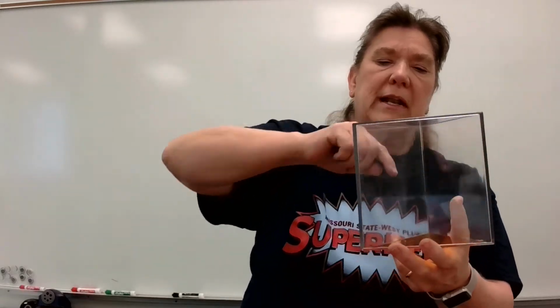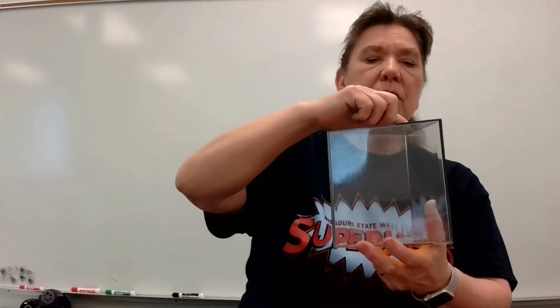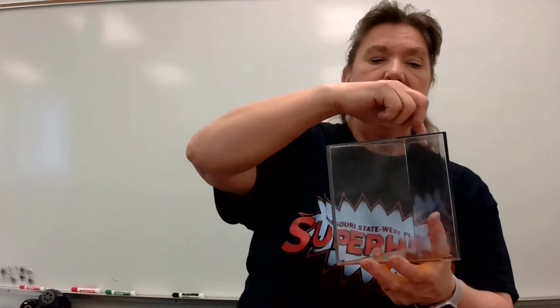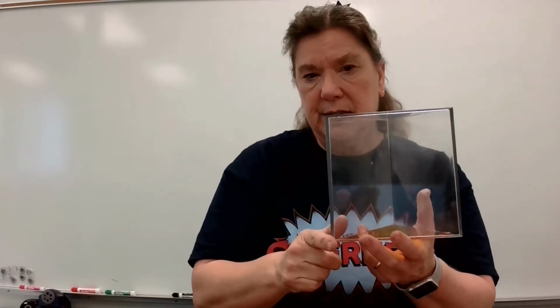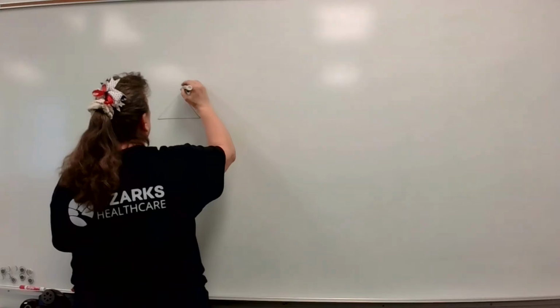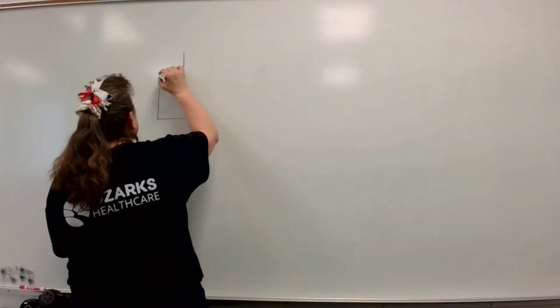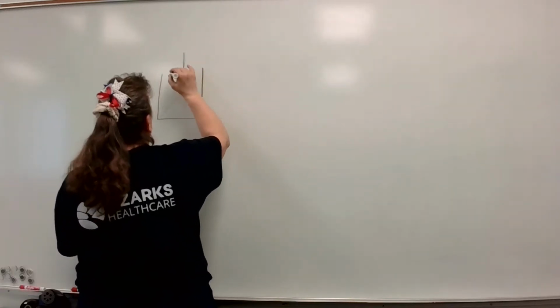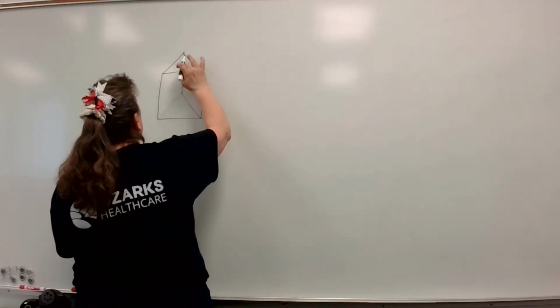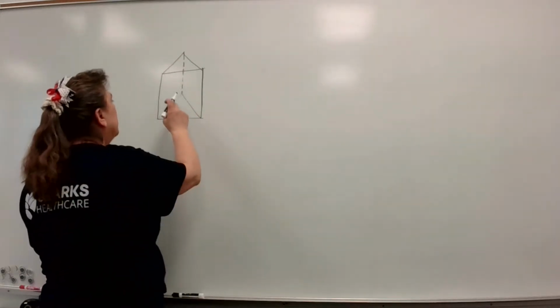So if we want to know the lateral surface area, if we know the perimeter of the triangle, then the surface area of this lateral piece is the perimeter times the height, okay? So let's look at that. Say we have a triangular prism, which is what this is. There's my triangular prism.